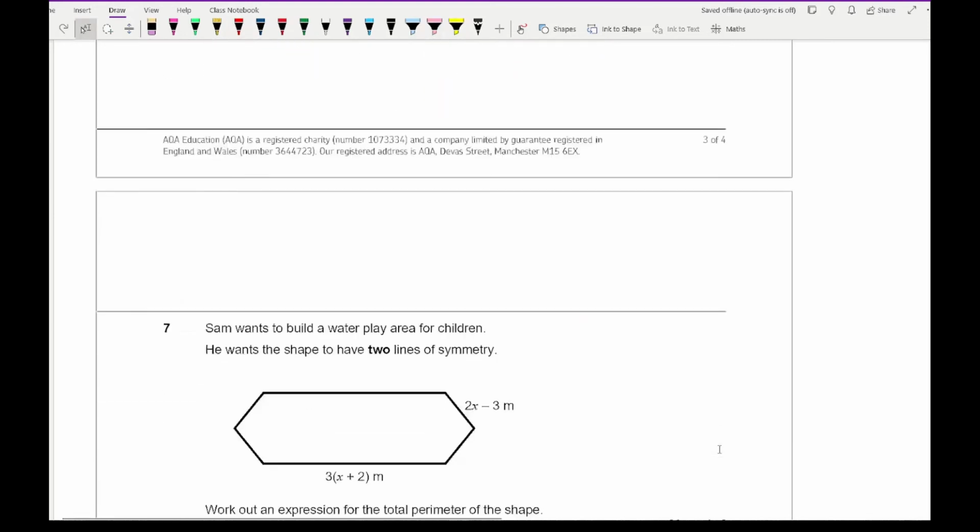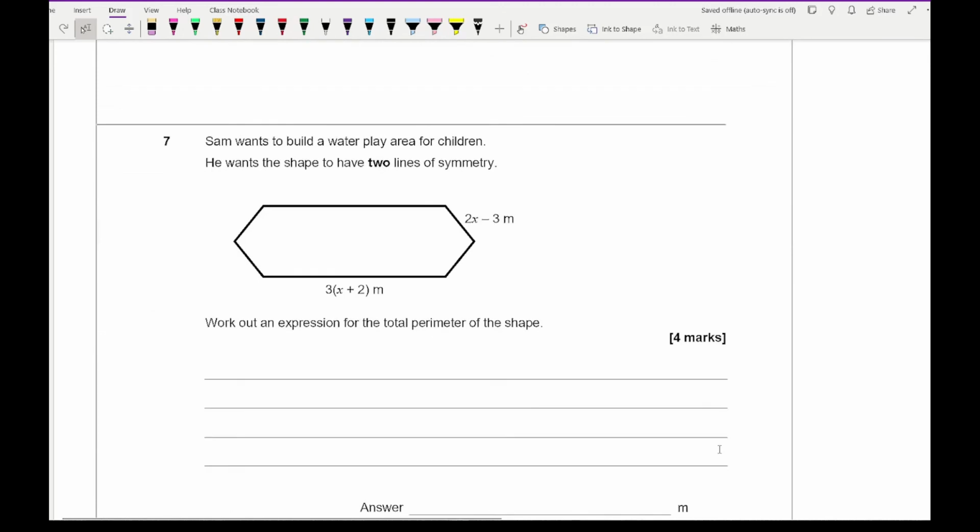So then moving on to question 7, it says Sam builds a water play area for children. He wants the shape to have 2 lines of symmetry. Work out an expression for the total perimeter of the shape. Now 2 lines of symmetry is basically saying to you that the lengths are going to be equal. So this length here is also going to be 2x minus 3. This top length is going to be 3 lots of x plus 2. This is going to be 2x minus 3, and this is going to be 2x minus 3.